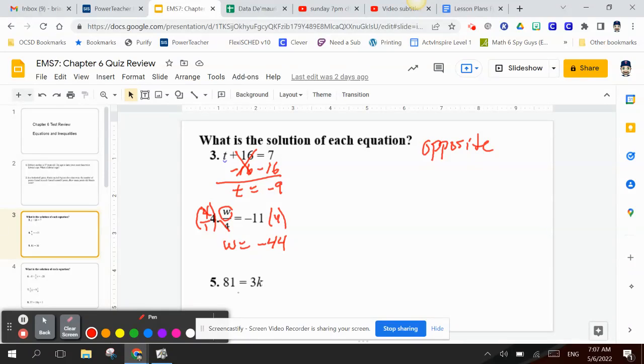And number 5, 81 equals 3k. So a 3 and a variable next to each other means to multiply. So I do the opposite, which is to divide each side by 3. 3k divided by 3, I'm left with k. 81 divided by 3 is 27.